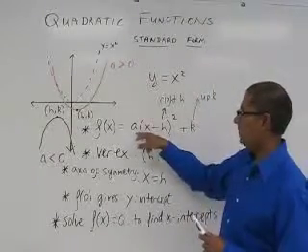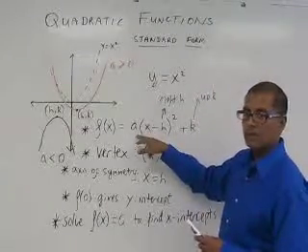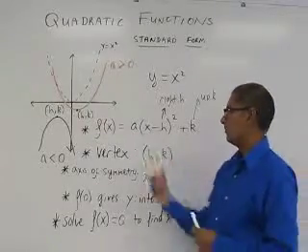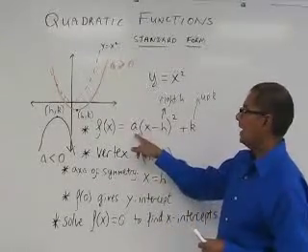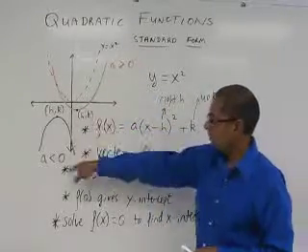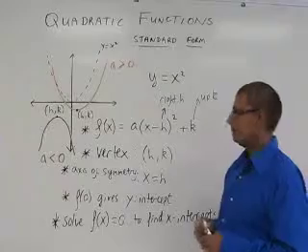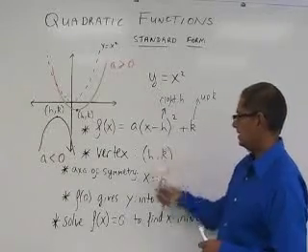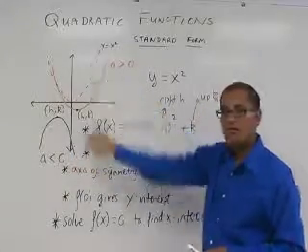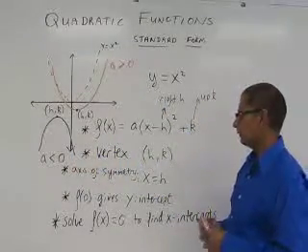In addition, a, this number in front, determines the vertical stretch. Remember that? And if a is positive, then the parabola opens up. And if a is negative, the parabola opens down. x equals h, whatever the h value is, is a vertical axis of symmetry.